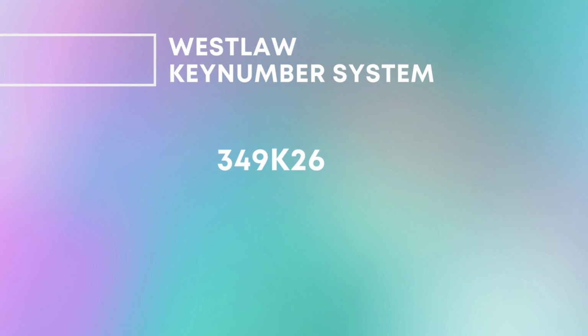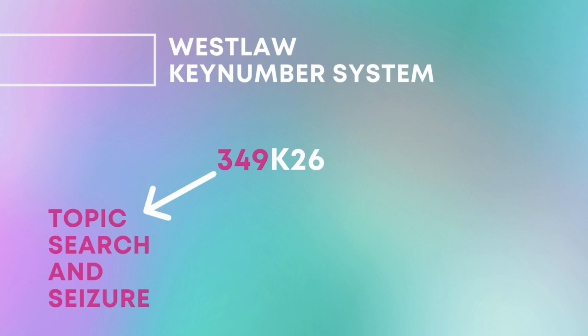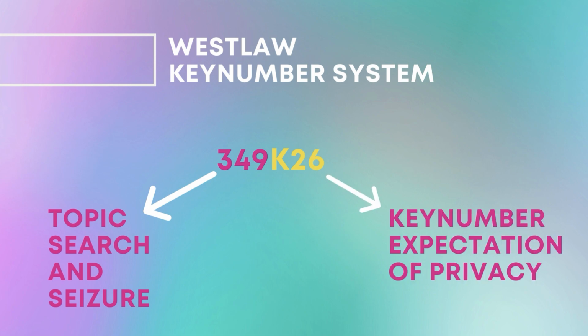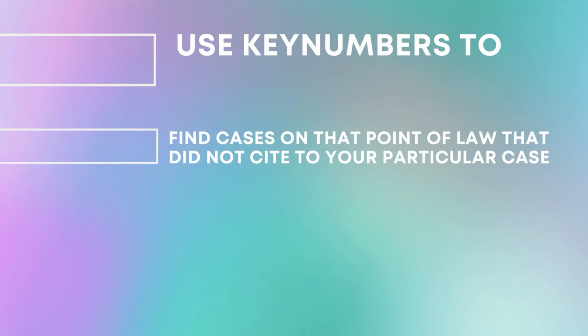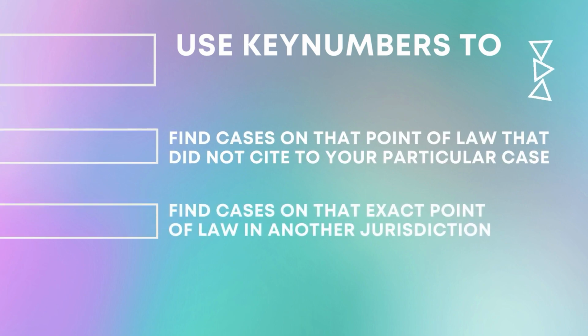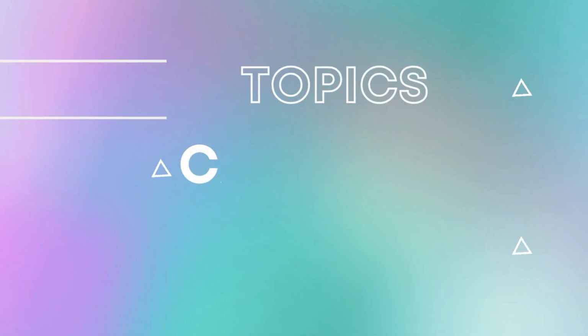So that headnote now has a number that tells you it is classified under the topic of search and seizure, and much more specifically under the key number 26 relating to expectation of privacy. You need both the topic and the key number to understand where you are in the organizational system. But why do you need to use key numbers when you can use headnotes with your citing references? Well, you can use key numbers to find cases on that point of law that never cited to your one good case. Or you can use the key number to find cases with that exact point of law in another jurisdiction. Let me show you.